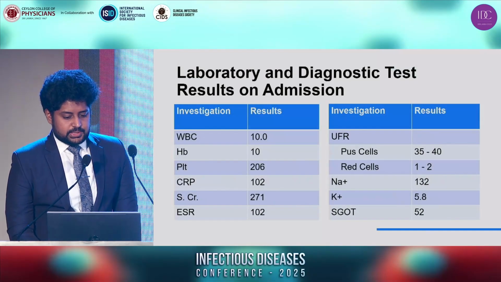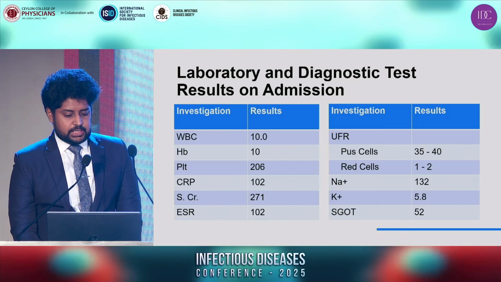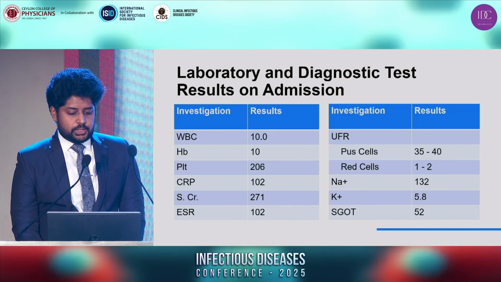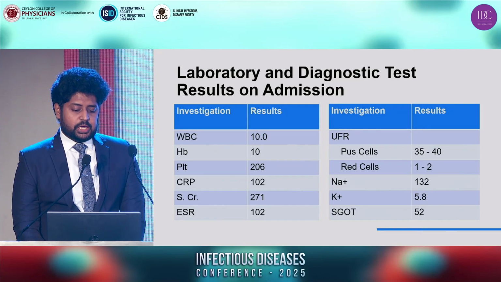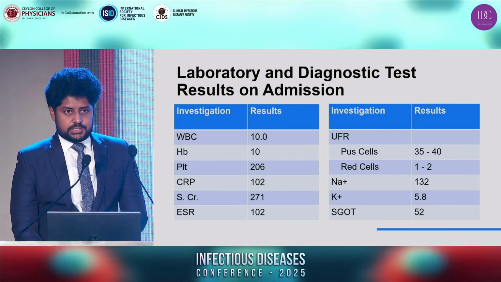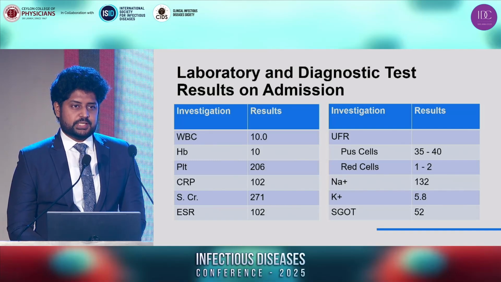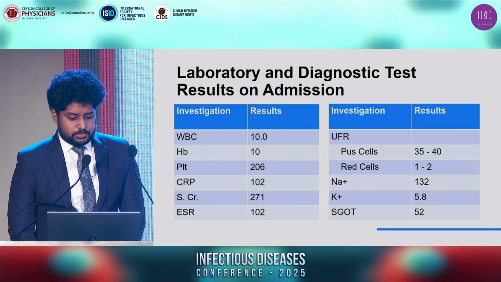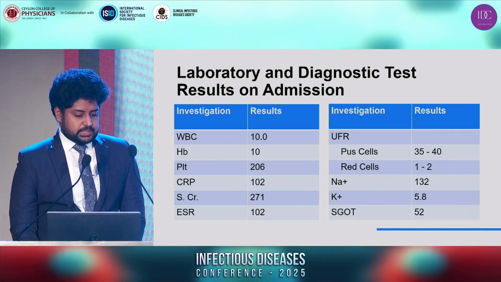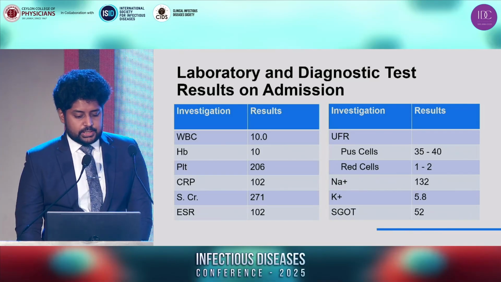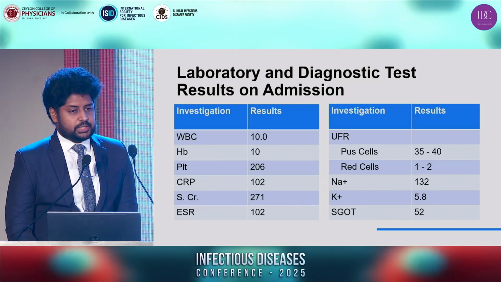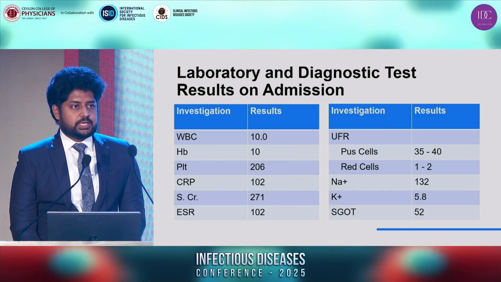These were the summary of the initial investigations at the ETU. There is mild leukocytosis, but this has changed after admission, because he came just 1 day after symptom onset. Initial CRP is 102, but I want to highlight that the serum creatinine is already 271, while his baseline is around 200, so it has gone up.